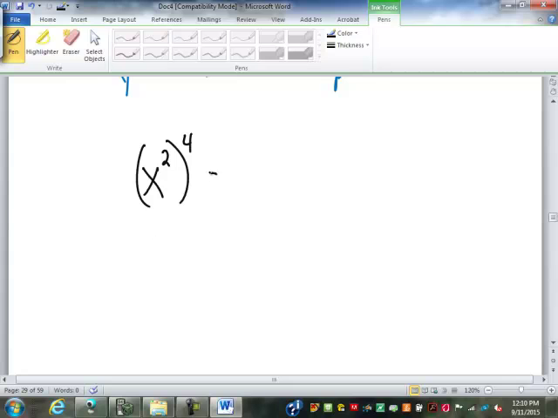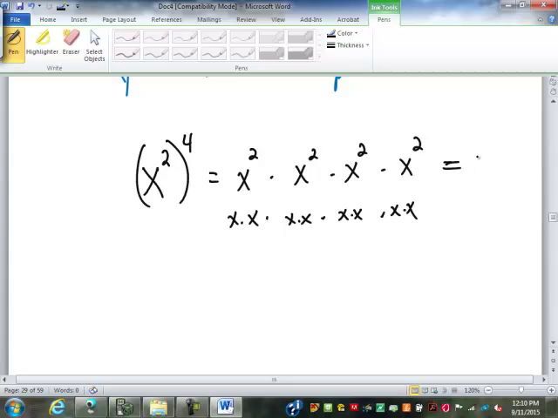X squared to the 4th power. That's x squared times x squared times x squared times x squared. 4th power means there's 4 of them. Well, x squared, of course, is just x times x, right? How many x's are now being multiplied together? 8 of them.